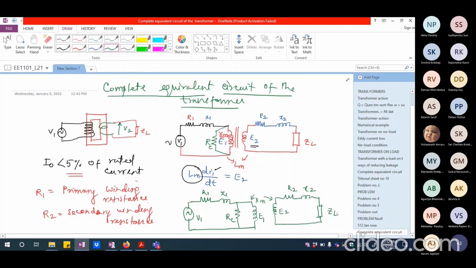One question I would like to ask you is, why should I put RC in parallel with Xm? Why not in series? It is essentially working on the same voltage. See, the entire core loss is because of the flux. And the flux is proportional to V by F ratio. We just saw it in the transformer equation. So as long as you are operating the transformer at a particular frequency and you are applying rated voltage, the flux is going to be at rated value, no matter what.